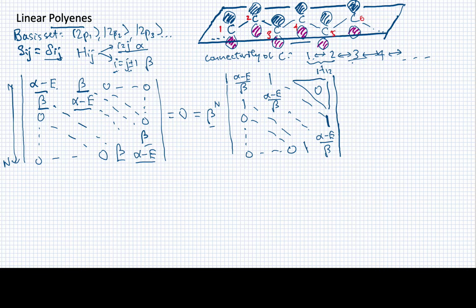But I can simplify this once again by simply setting x equal to alpha minus E over beta. Now, what this means is that when I solve what this gives me for x, I'm going to have to then convert it to E by undoing this relationship. So in other words, E would be equal to alpha minus beta times x. Sorry, that should be a minus. Okay, so if I make that simplification, now my secular determinant is going to have the following form, and it's actually a very simple form.